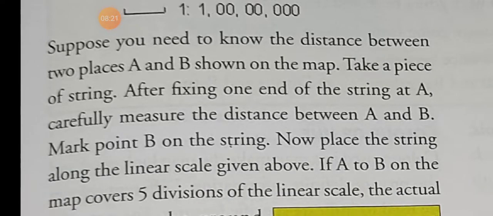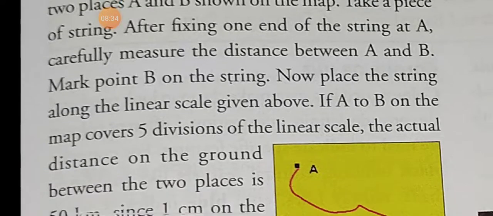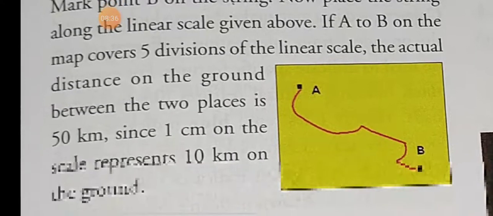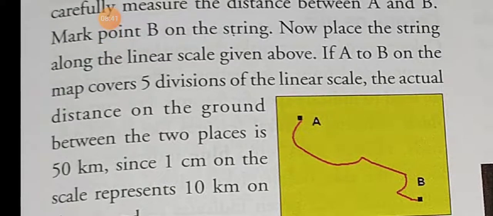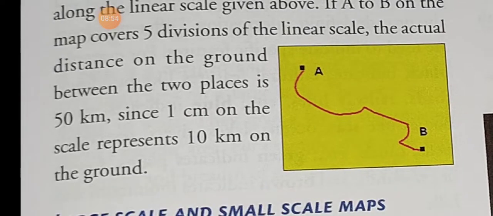You need to know the distance between two places A and B shown on the map. Then we have to take a piece of string. Fixing one end of the string at A, carefully measure the distance between A and B. You can see this picture here. If A and B on the map cover 5 divisions on the linear scale, the actual distance on the ground between the two places is 50 kilometers, since 1 centimeter on the scale represents 10 kilometers on the ground.